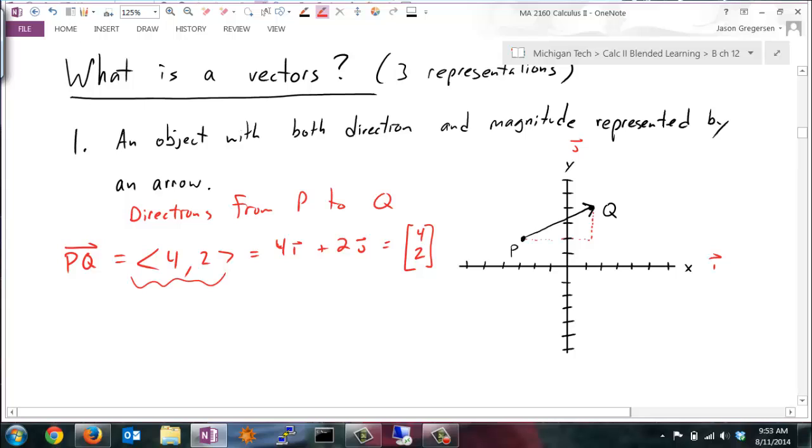Okay, so I have my vector here. This is the vector 4, 2. If I go over 4, I go up 2. This is called a displacement vector. It describes the displacement from P to Q.